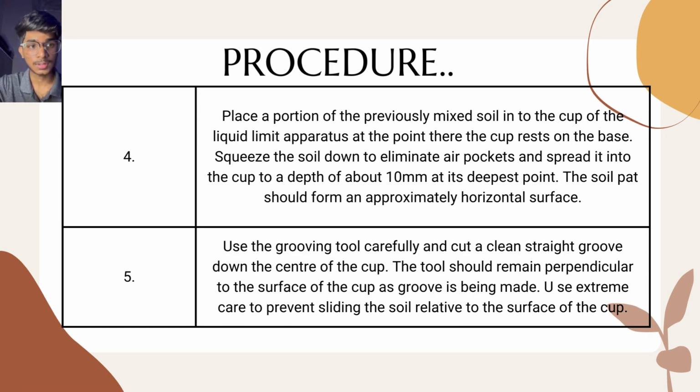Now fourthly, we should place a portion of the previously mixed soil in the cup of the liquid limit apparatus. At the point where the cup rests on the base, squeeze the soil down to eliminate air pockets and spread it into the cup to a depth of about 10 millimeters at its deepest point. The soil bed should form an approximately horizontal surface.